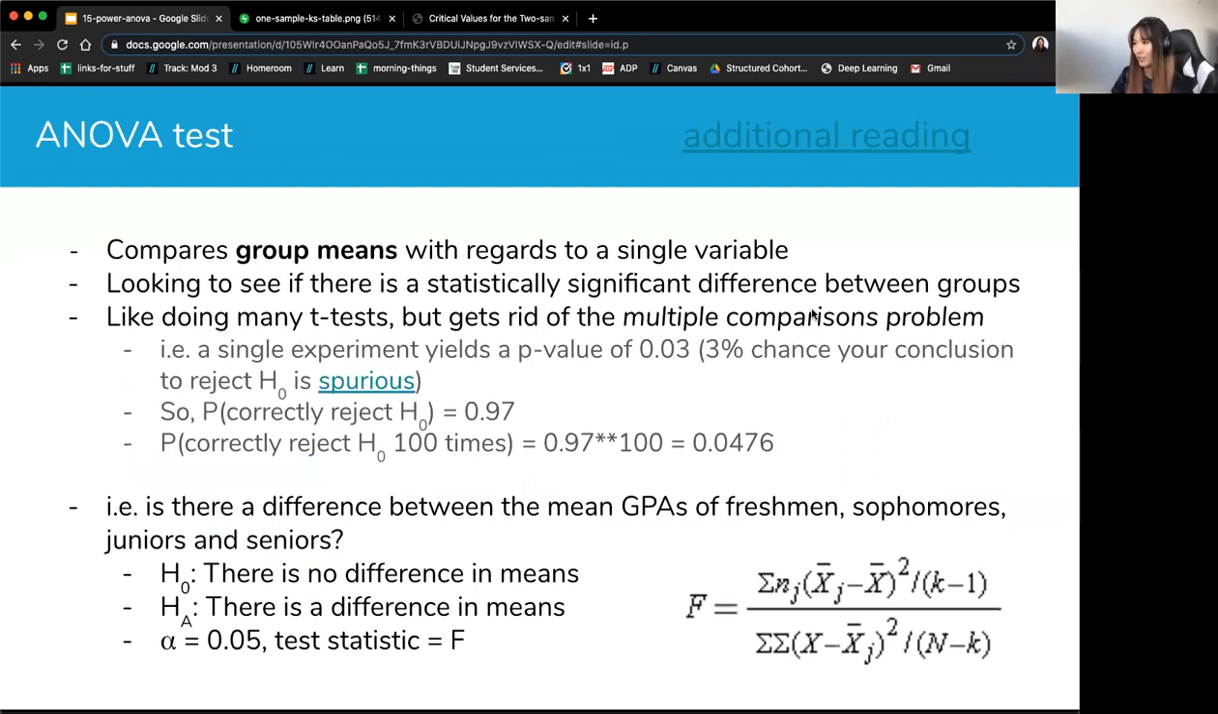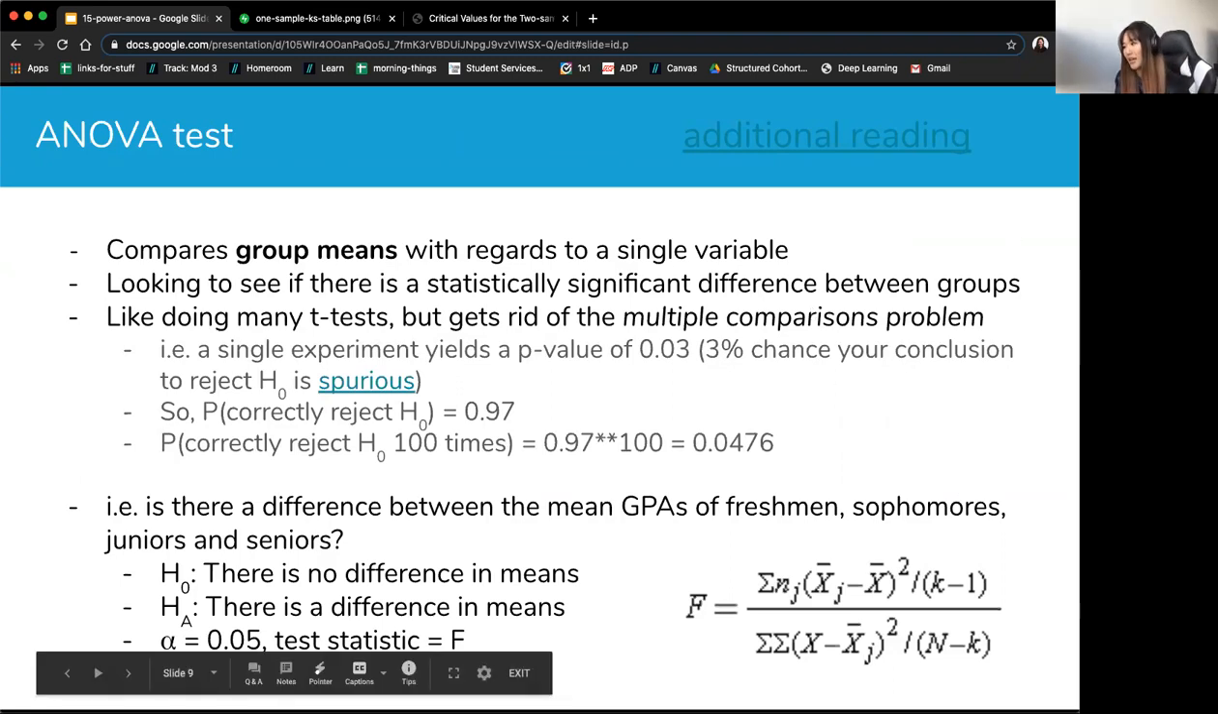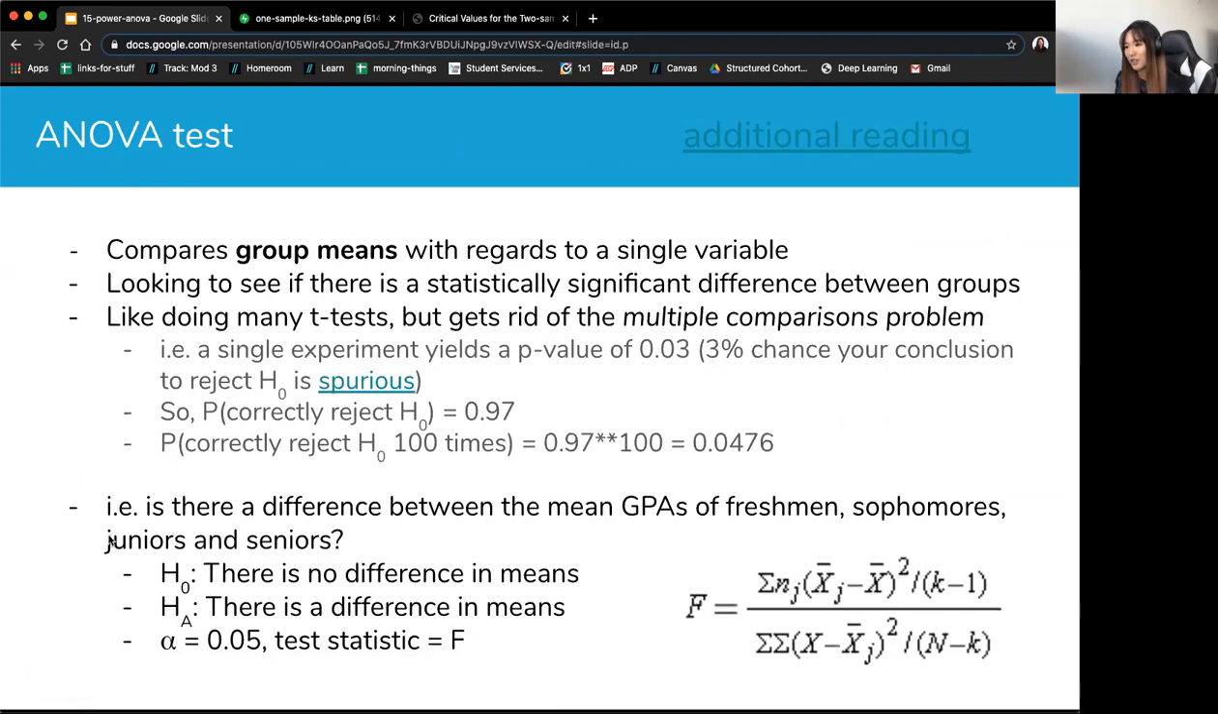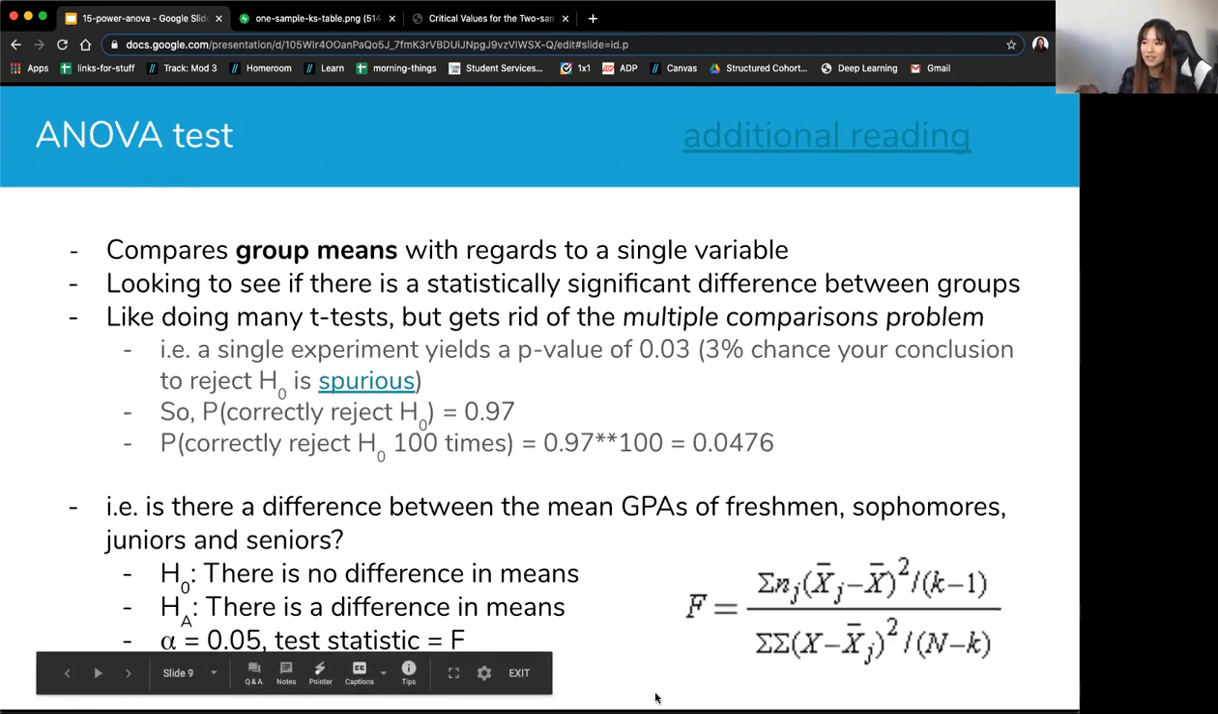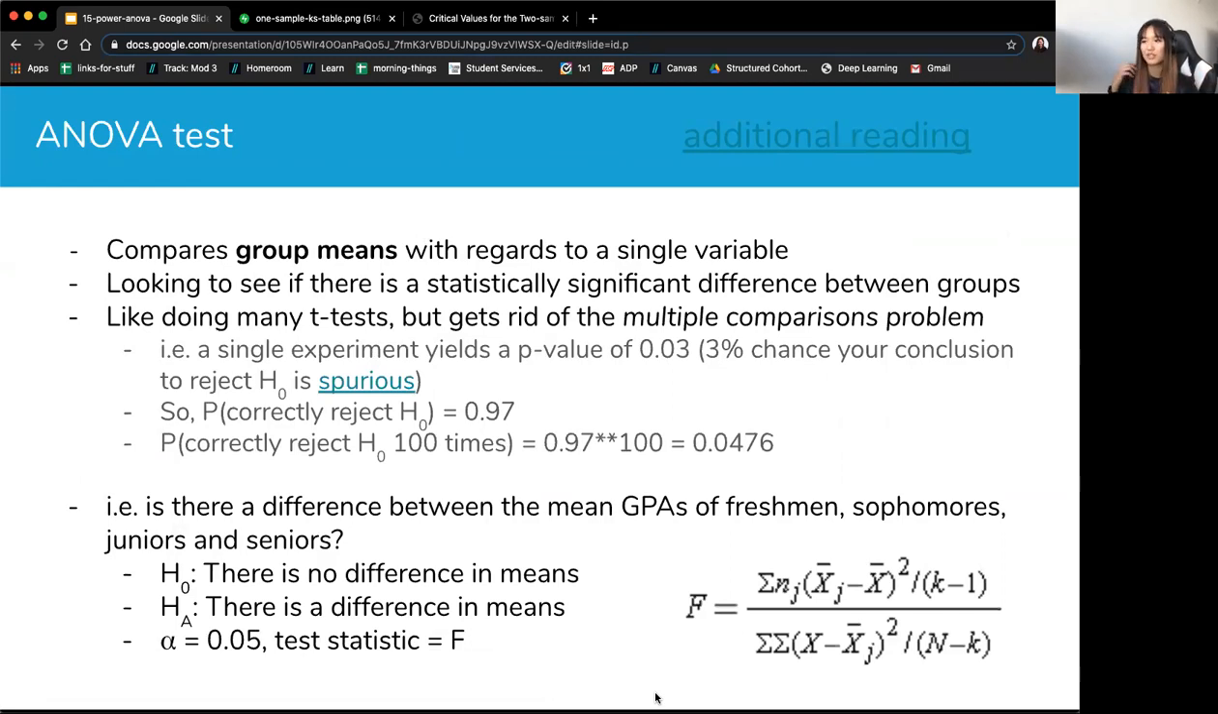A lot of text over here, but the ANOVA test is comparing group means with regards to a single variable. So it's looking to see if there's a statistically significant difference between groups. Before I get into this part, I just want to talk about an example. You would basically use an ANOVA test for an example like this: is there a difference between the mean GPAs of freshmen, sophomores, juniors, and seniors?